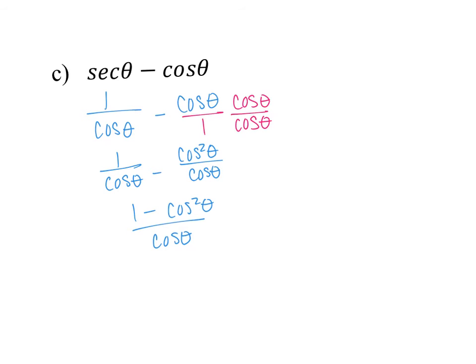And this is where I start to notice something. I notice that there's a 1 minus cosine squared. And I remember the Pythagorean theorem. There is one Pythagorean theorem that says sine squared plus cosine squared equals 1.